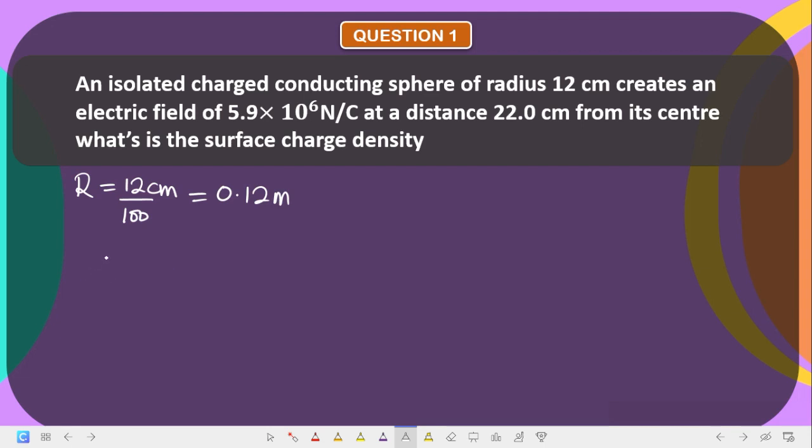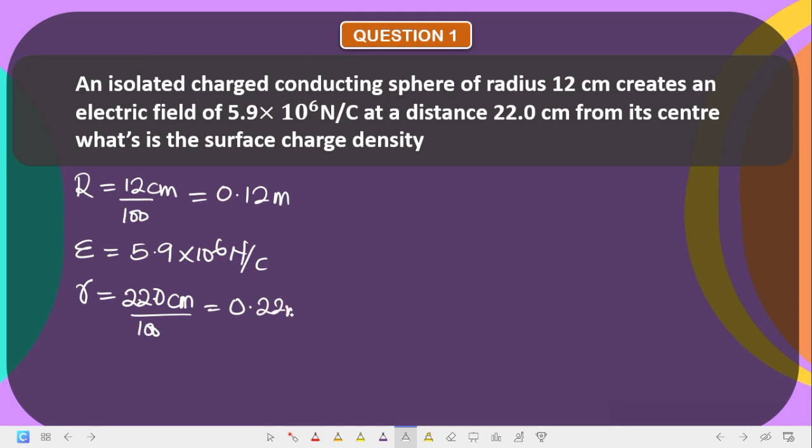Now it creates an electric field. The electric field is E, and the value for the electric field is 5.9 times 10 to the power of 6 Newton per coulomb at a distance of 22 centimeters. The distance, we are going to use small letter r to indicate, 22.0 centimeters. To convert this to meters, what do we do? Divide by 100. So when you divide by 100, this is going to give us 0.22 meter.